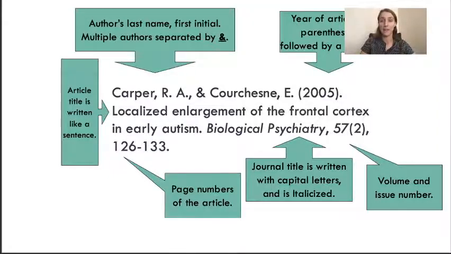Showing the author names with their last name and first initial, separated by an ampersand. We have year. We have the article title written like a sentence and sentence case. We have page numbers. We have the journal title, the name of the journal, and then our volume and issue number. I don't have a DOI here, and we'll take a look at that right now.